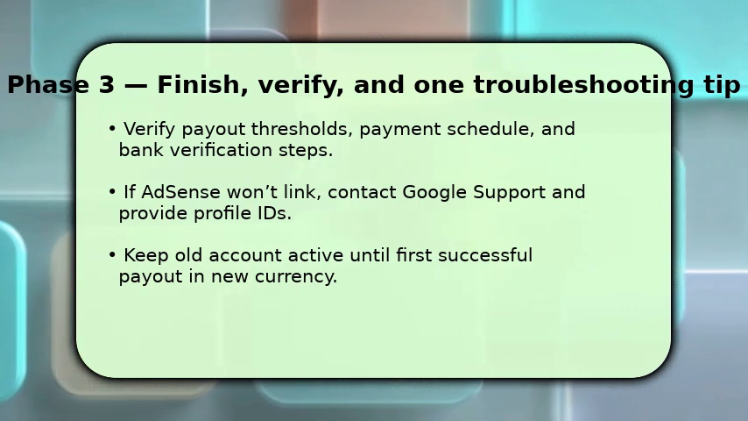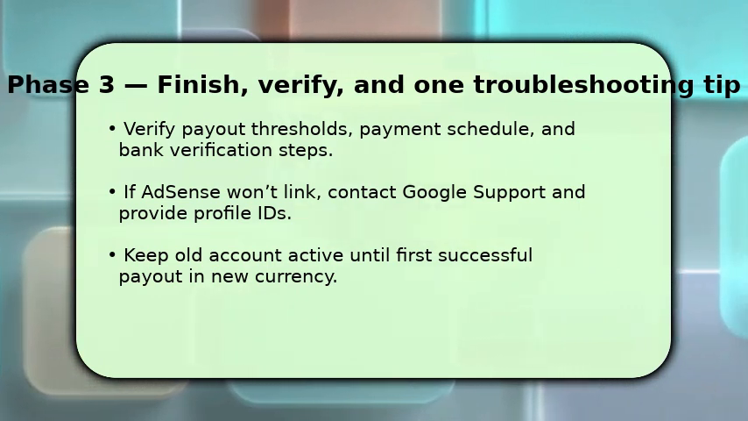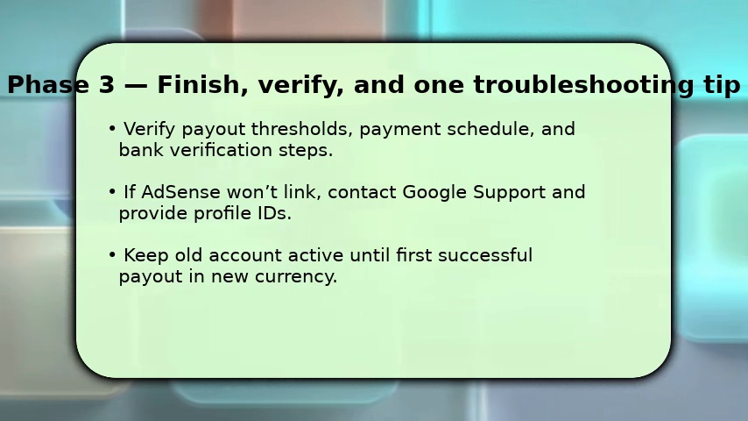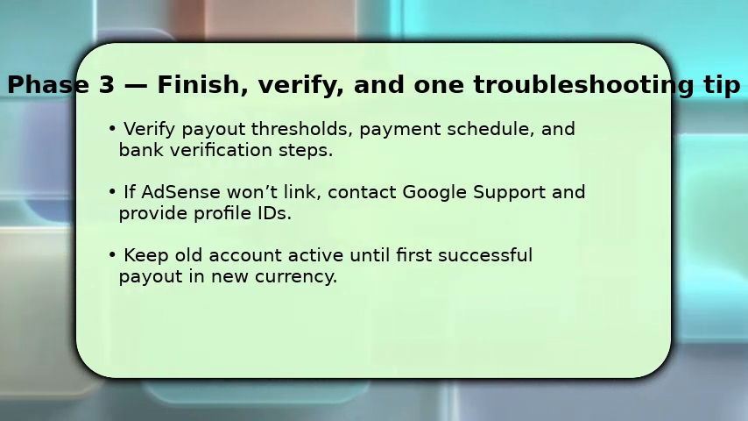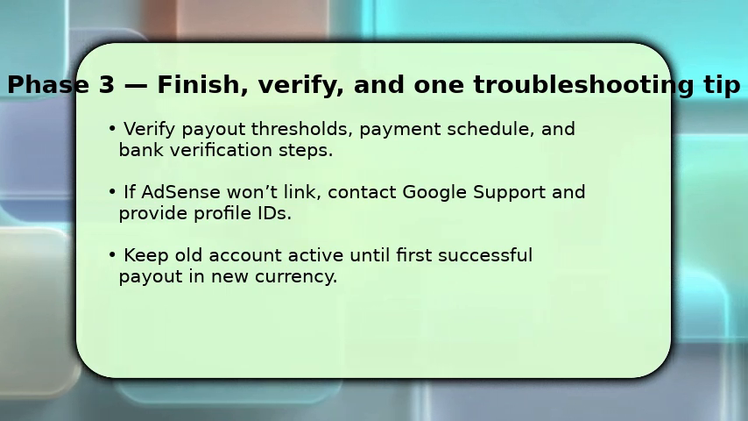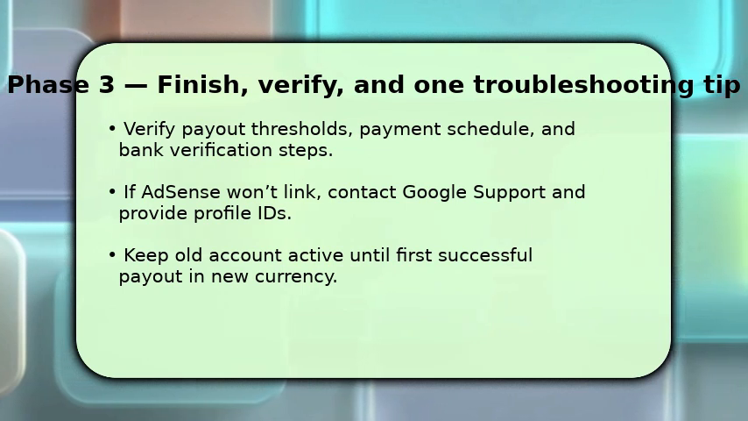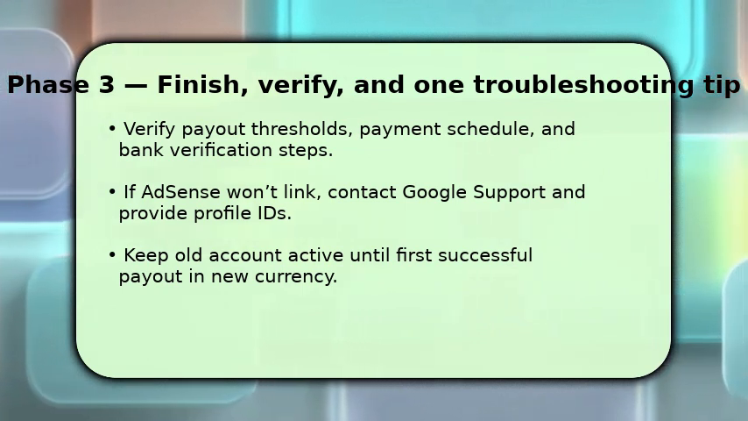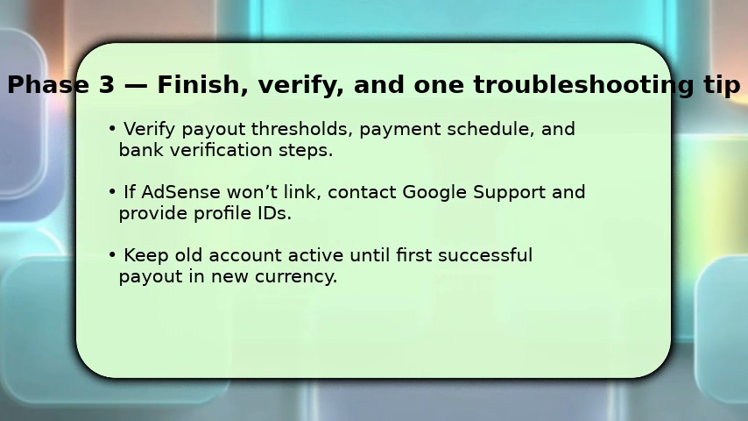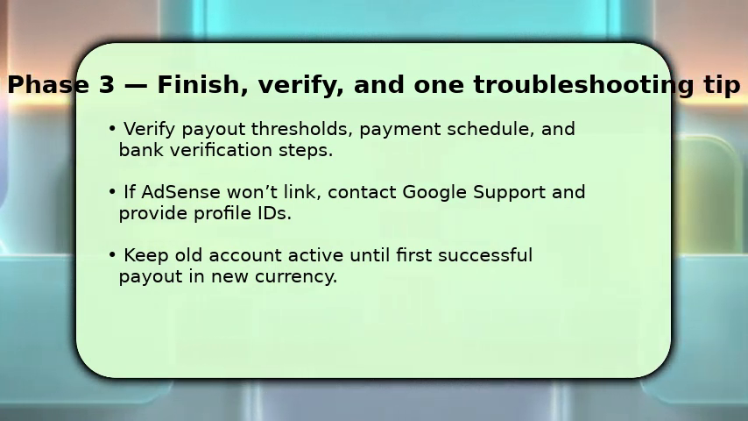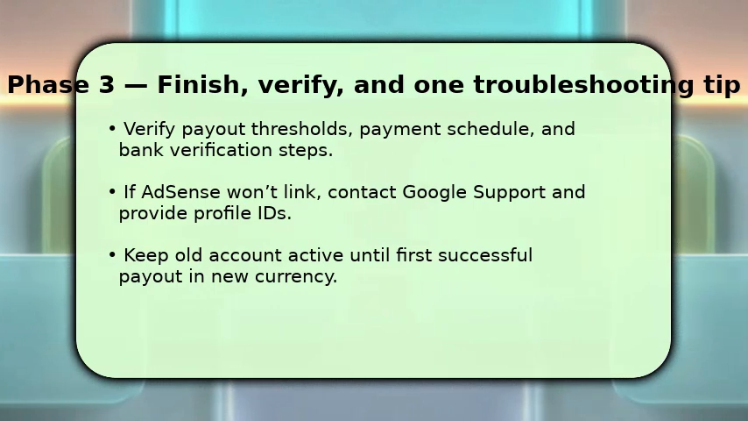If Adsense does not allow linking the new profile, contact Google support and provide both payments profile ID and screenshots. Persistence speeds resolution. Once linked, monitor the first payout to ensure currency and amounts are correct. If you see wrong currency or missing funds, pause transfers and escalate with support. This single troubleshooting tip prevents lost payments and saves time.